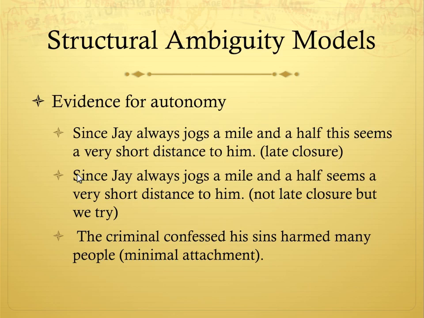So some evidence for the autonomous-based models. Since J always jogs 1.5 miles, this seems like a very short distance to him. That is a late closure type of sentence where we make that this seems like a very short distance to him as a separate clause, right? And we add the very short distance thing to that sort of ambiguous noun, the this. Since J jogs 1.5 miles seems like a very short distance to him, now we've taken out the this. And so really the interpretation is, since J always jogs 1 mile, then the half seems a very short distance to him. Like, you're trying to late close that and make those separate clauses, but it doesn't really work.